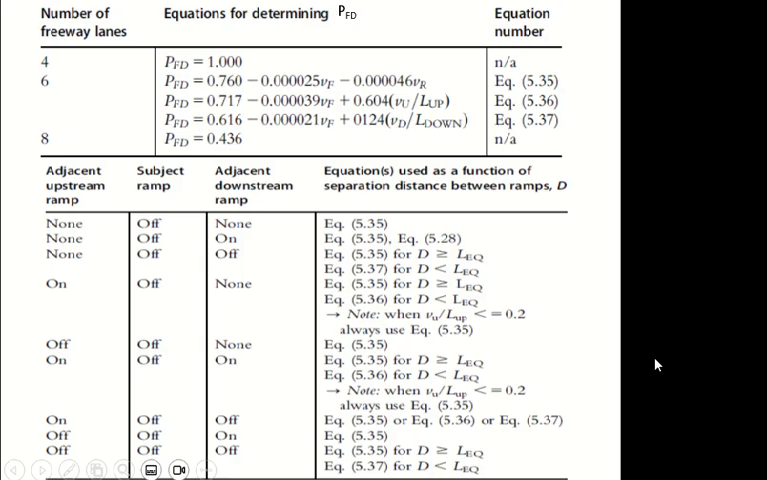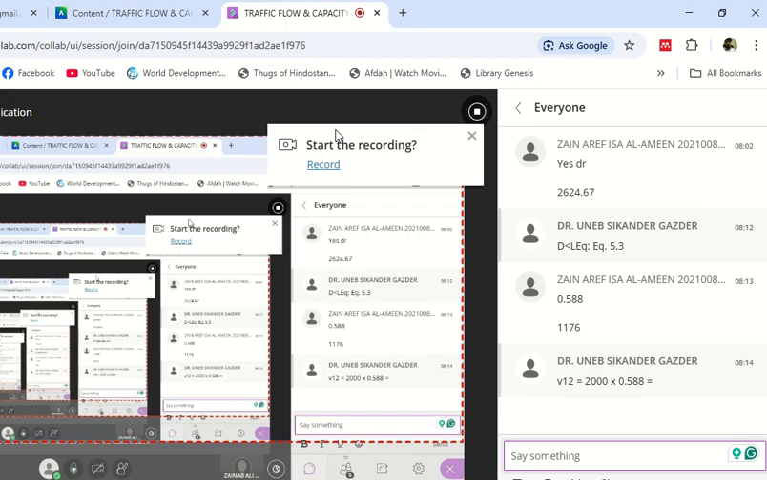Usually it is advisable to take the higher value. Okay, you take the higher value after you calculate these three values from here. Okay, so VF in all the cases is 2200. So VF is 2200.